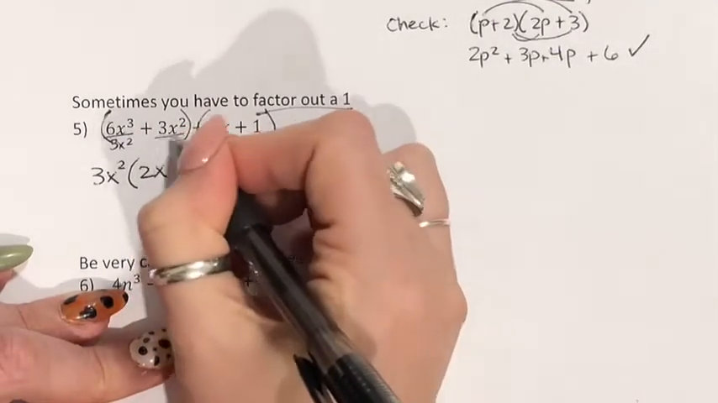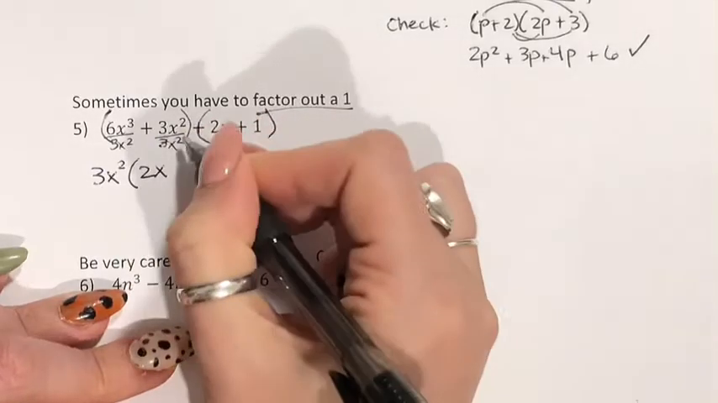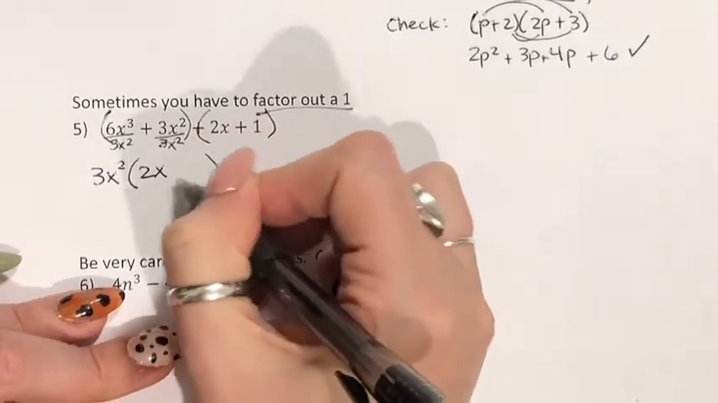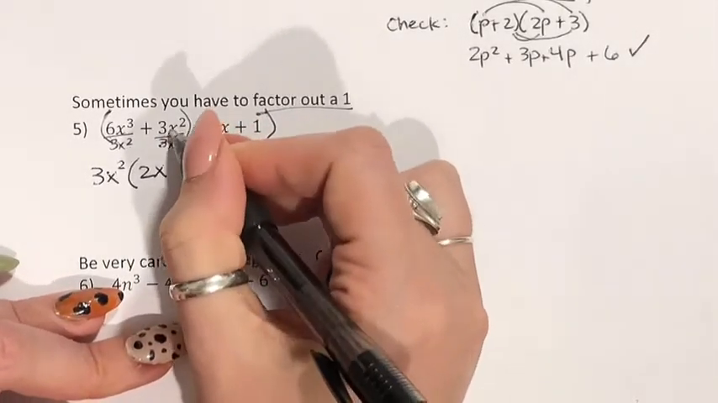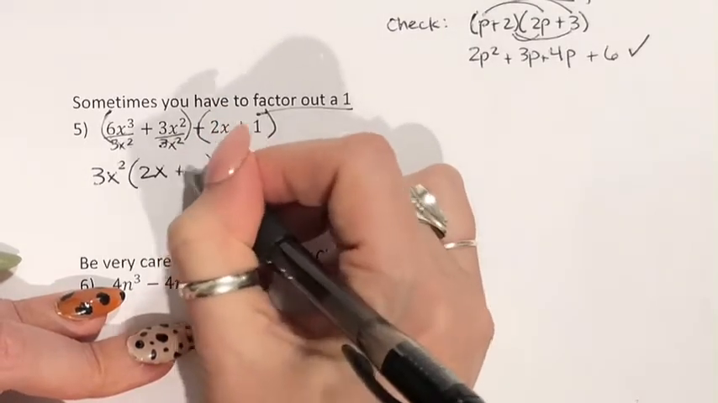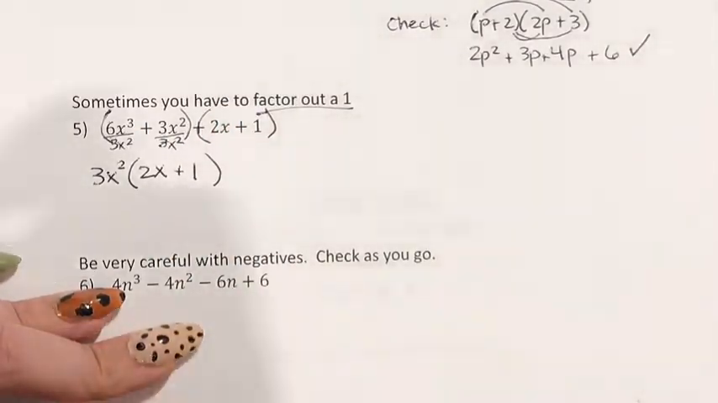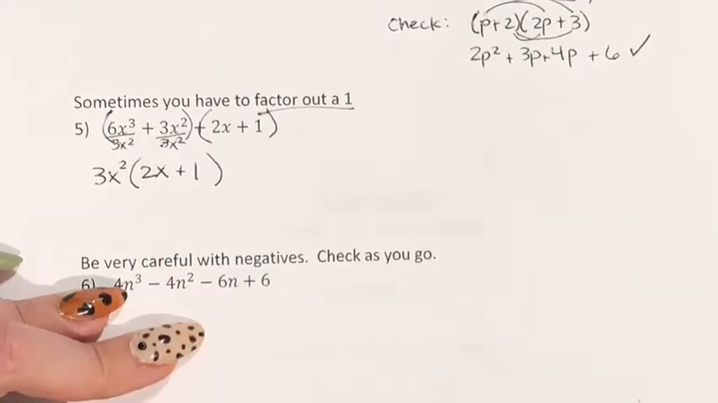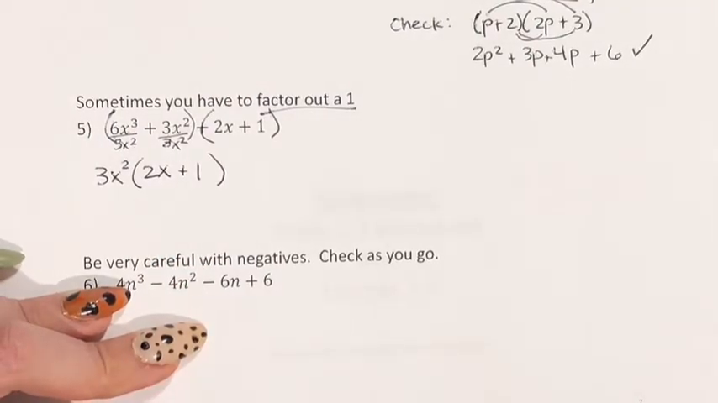And then if I divide 3x squared by 3x squared, again, that doesn't just disappear. We need to have a placeholder here. 3x squared divided by 3x squared is 1. Anything divided by itself just equals 1. So don't forget the 1 there. Again, that's a really common mistake I see students make.